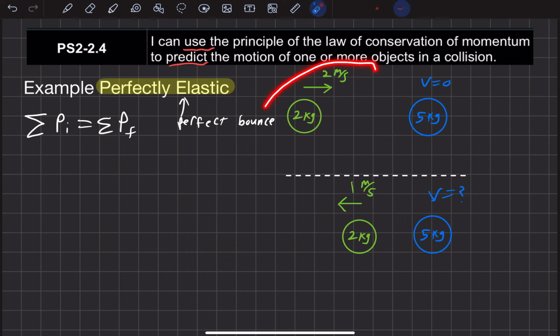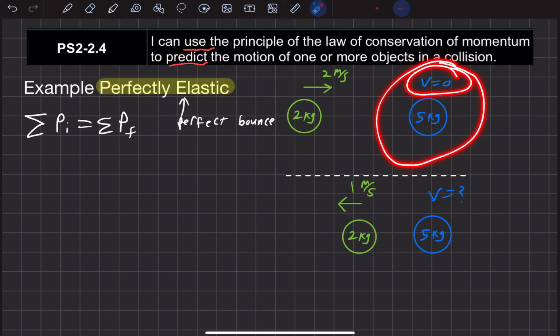For this example, we have two objects. One object is moving to the right. It's a 2 kilogram object, and it's moving to the right with 2 meters per second. And we have one object that is stationary, so it is at rest. Its velocity is 0, but it is 5 kilograms. So we have a lighter object moving and hitting a heavier object.